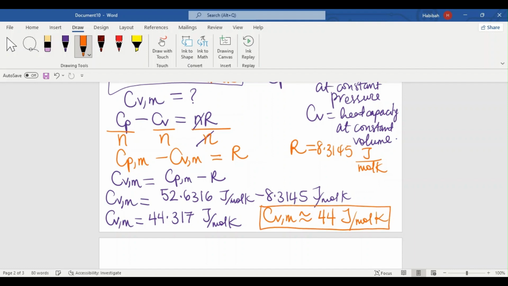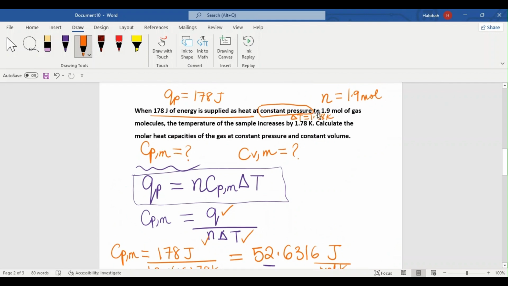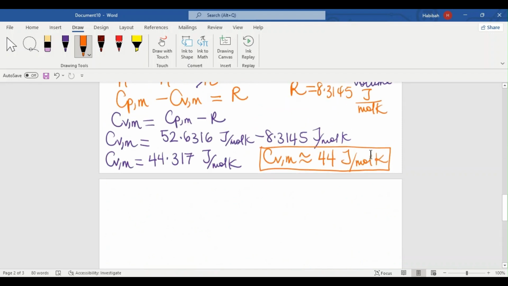And you may be confused about how we get 44. Well, let's not forget our question. The smallest value that we're given in the question has two sig figs. So we have to approximate our information to two sig figs, and we have 44 joules per mole Kelvin.